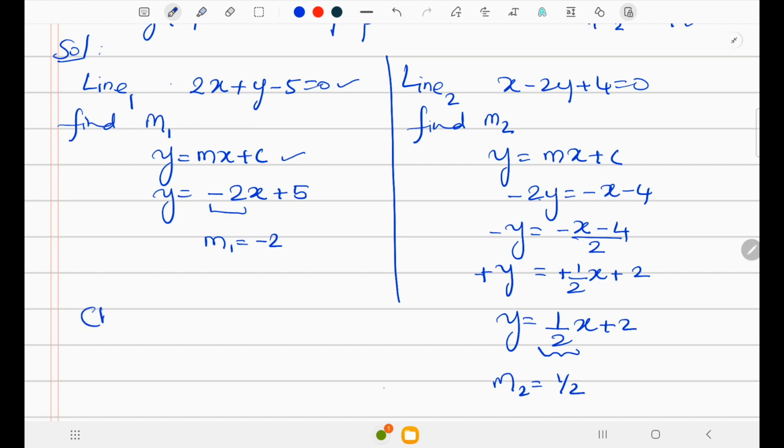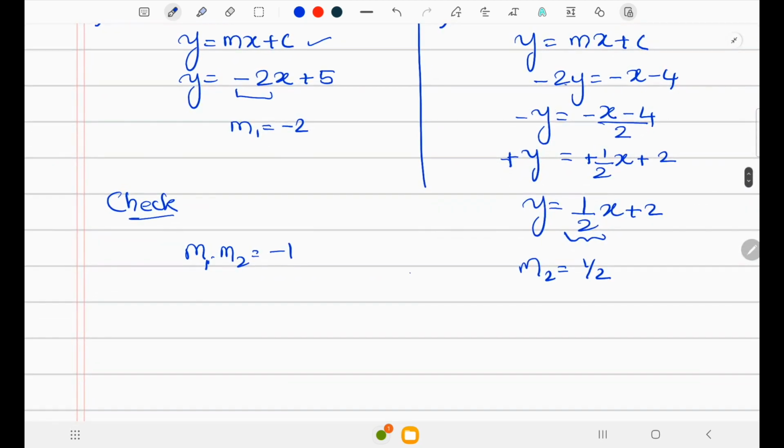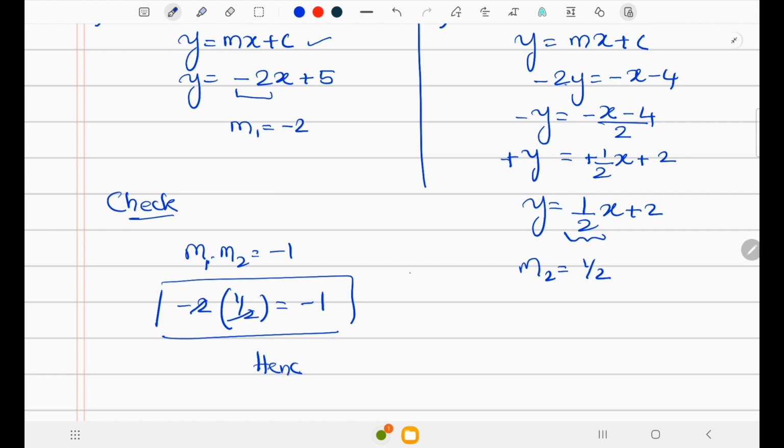Check for the condition. How to check the condition? The product of m1 and m2 must equal minus 1. So m1 is minus 2 times 1 by 2, they cancel each other, equals minus 1. So hence, the two lines are perpendicular.